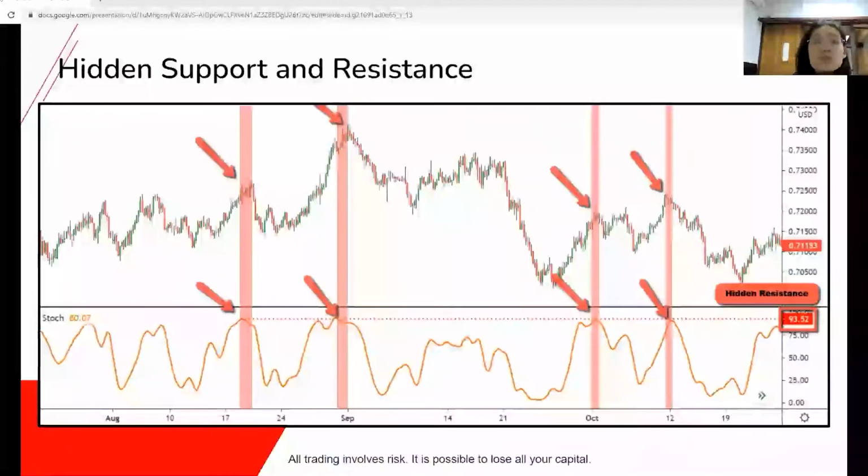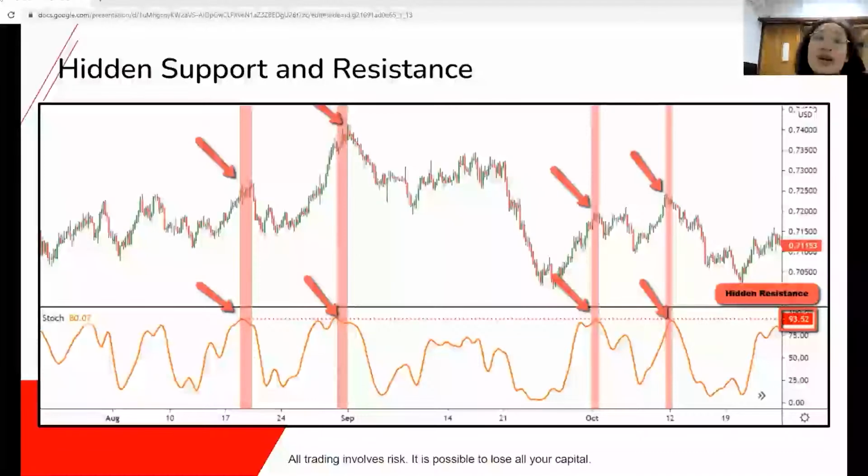Okay, so here let's talk about hidden support and resistance. If you've been trading for a while, you will know that support and resistance levels are really important because they could be your exit and entry levels, as well as specific strong levels of confluence to take note of that could represent a reversal or a price breakout.